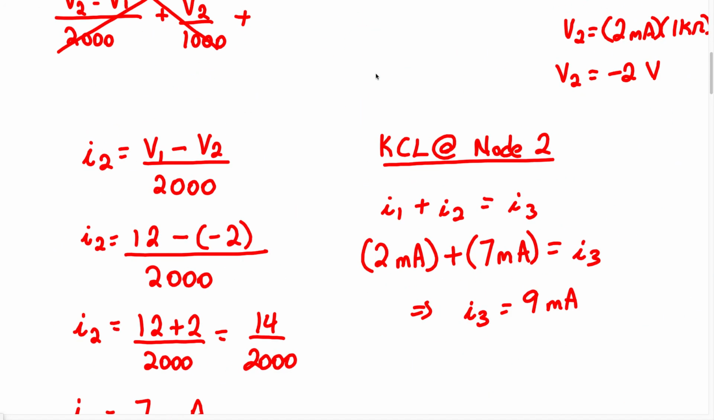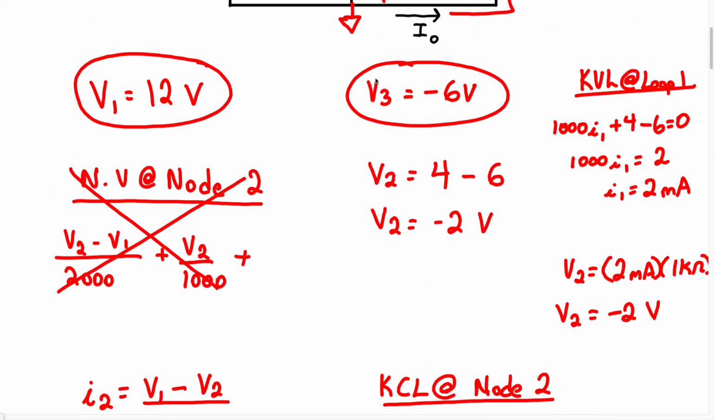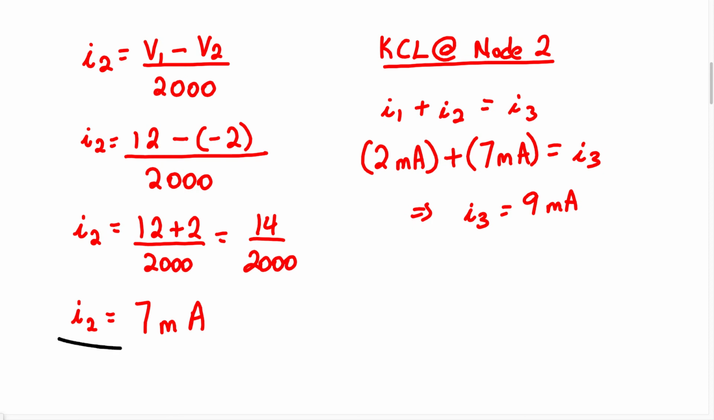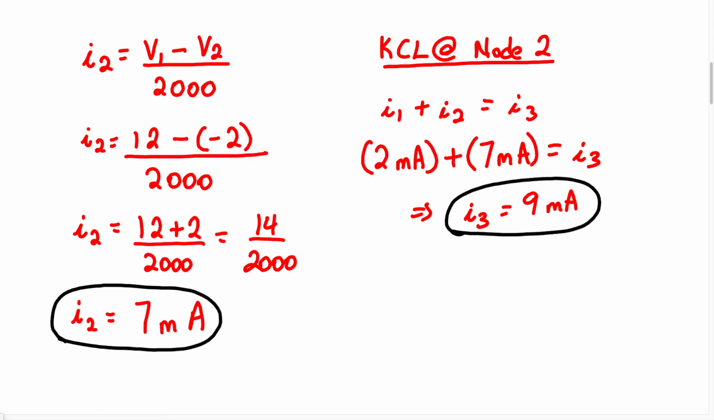So let me just circle all of the currents that we know so far. We know this current I1. We know the current I2. We know the current I3. So now let's find the current I4.